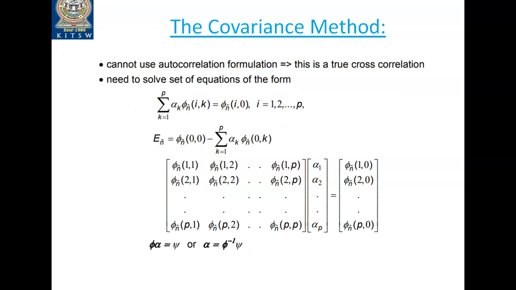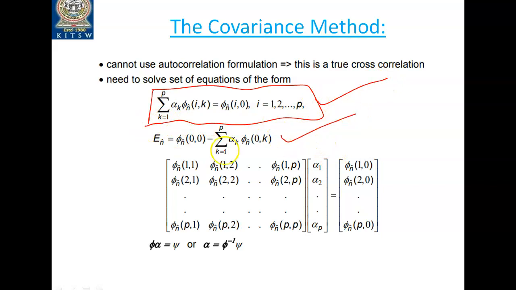So we can also represent this in matrix form like this. This is the sum over k of alpha k phi n of I comma k equal to phi n of I comma 0, the standard expression that we have already seen, where I varies from 1 to p, and this is the error sequence energy. The covariance method and the generalized method we saw before the autocorrelation method are the same; there is not much difference.